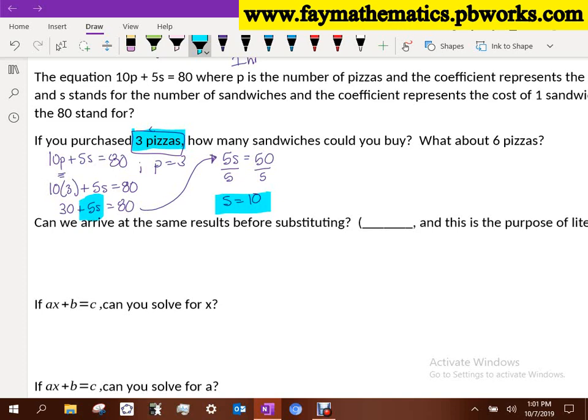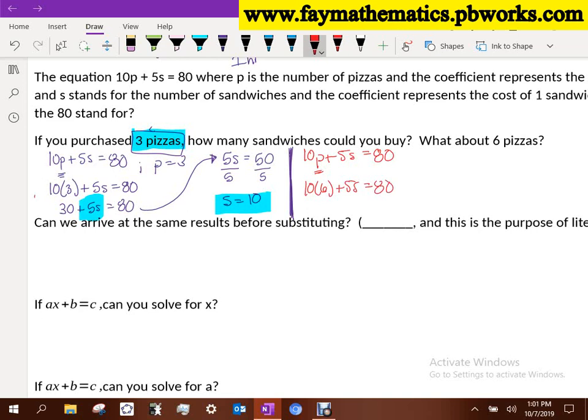With my 80 bucks. Now the question is, well, what if I had 6 pizzas? Okay, and as we do this process, I want you to think about what we're doing and how that kind of compares to what we did here in purple. If I now had 6 pizzas, I'm going to start with 10p plus 5s is equal to 80. What am I going to replace p with? 6. So it's 10 times 6 plus 5s equals 80.